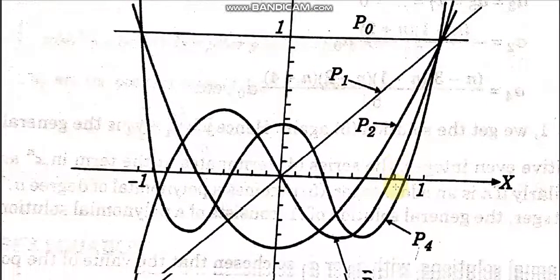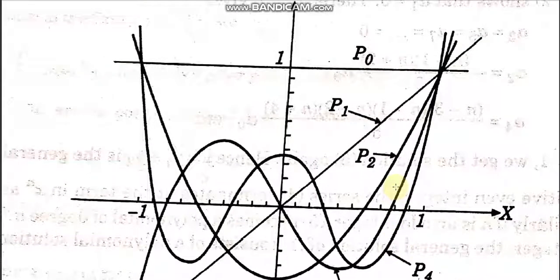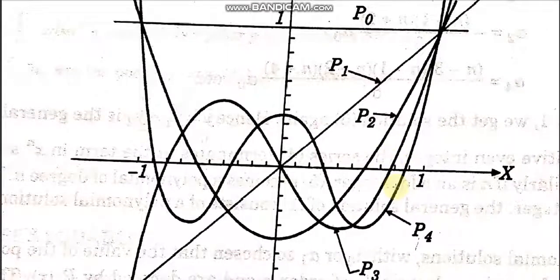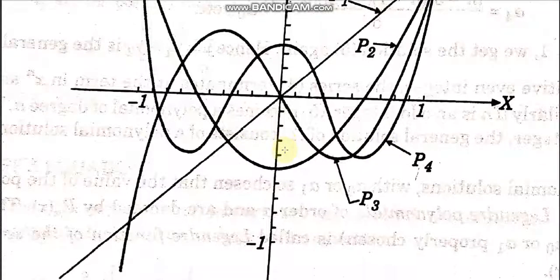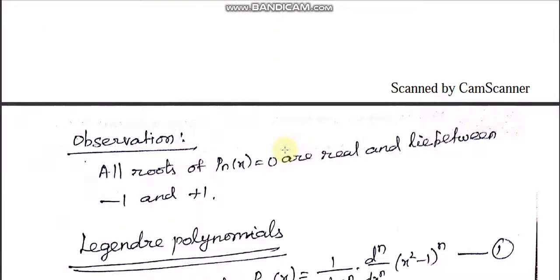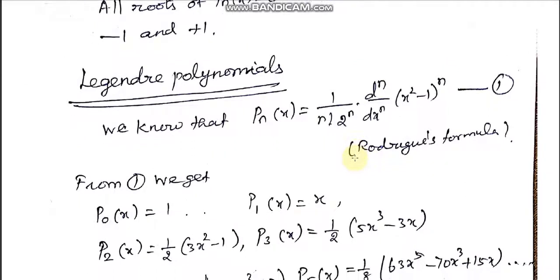Here this picture shows you the Legendre polynomials. Here P0, P1, P2, P3, P4, everything is plotted in the graph. Look at this: the limit is only minus 1 to plus 1. So the Legendre polynomial can have the limit only up to minus 1 to plus 1. That we can observe from this picture. Our observation: the zeros of Pn of x are real and lie only between minus 1 and plus 1.